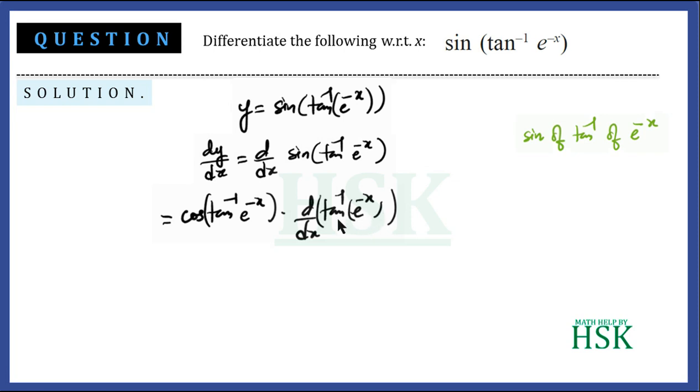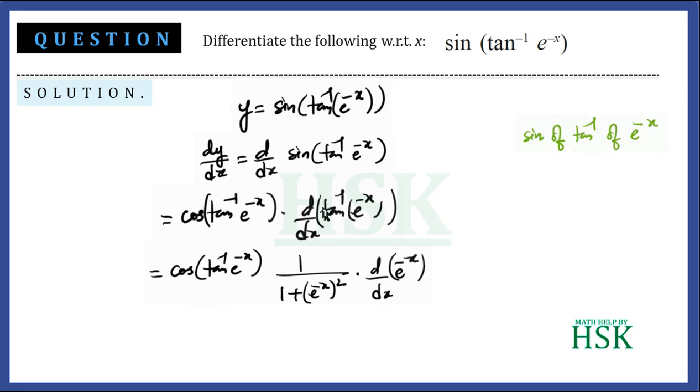Further, d by dx of tan inverse x is equal to 1 upon 1 plus x square. So this would give me this term as it is, 1 upon 1 plus e to the power of minus x whole square into d by dx of e to the power of minus x, because we are differentiating tan inverse of e to the power of minus x. And further, the differentiation of e to the power of minus x is equal to e to the power of minus x into d by dx of minus x.